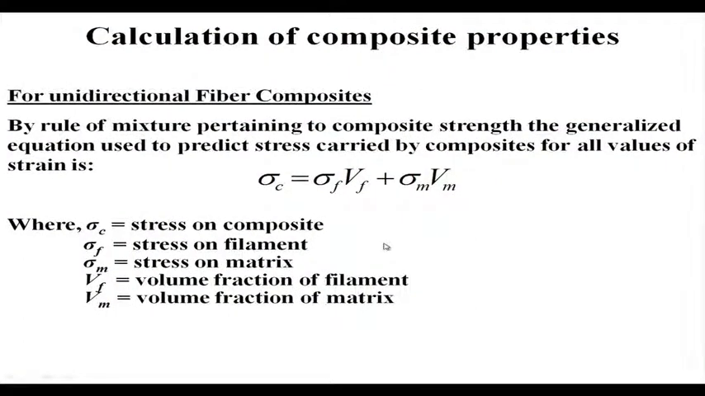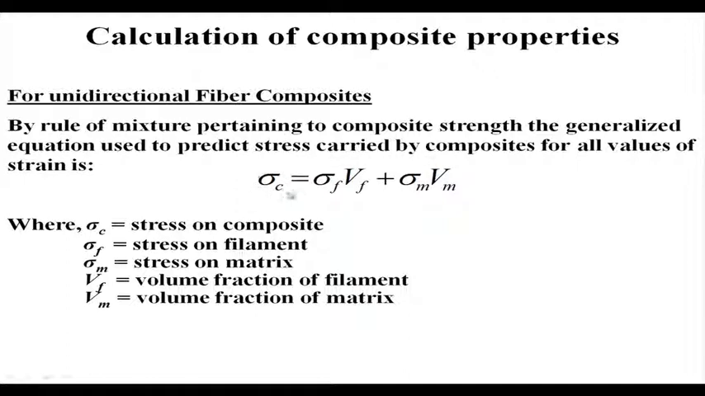Now, let us look into the evaluation of the strength properties based on the strengths of the fiber and the matrix, the contribution of the strength of fiber and the matrix to the composite. For unidirectional fiber composites, we can apply the rule of mixture to calculate the strength of the composite.